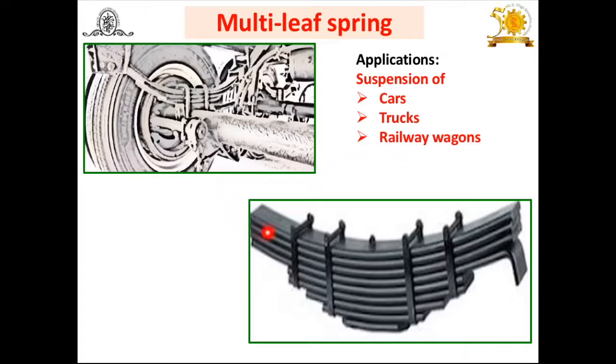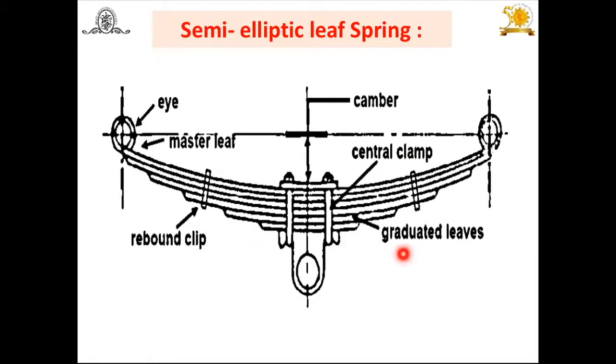It consists of a series of plates, and these plates are known as the leaves. You will find it pivoted here at the bottom of the chassis, where this end of the multi-leaf spring is pivoted to the body of the vehicle, and the center of the multi-leaf spring is pivoted on the axle here. Let us see the construction of the semi-elliptic leaf spring or multi-leaf spring.